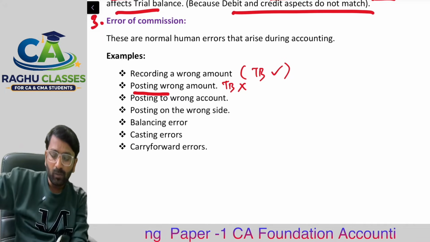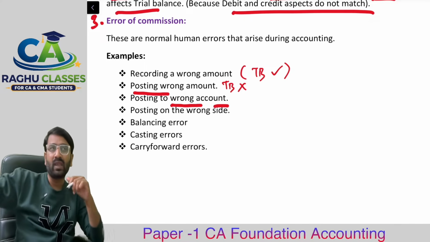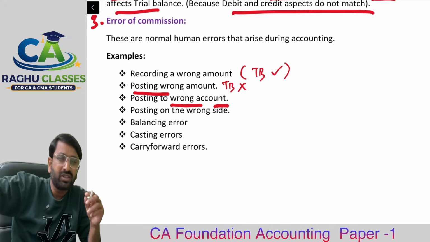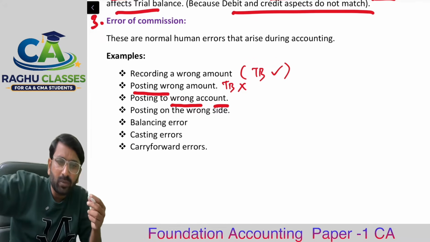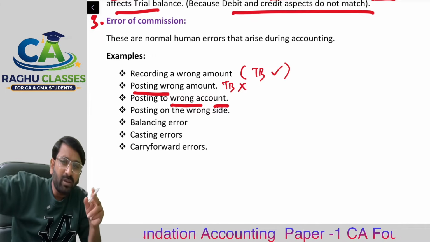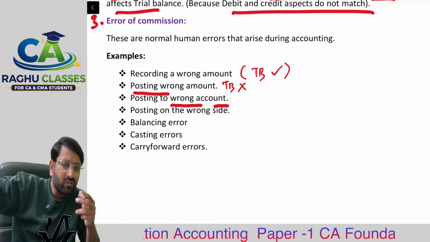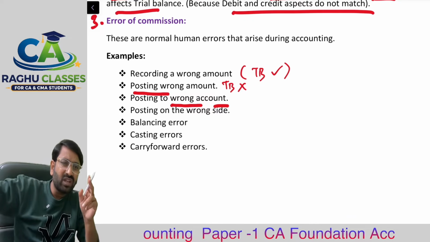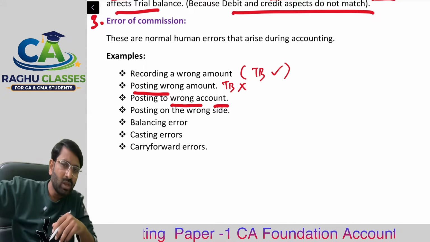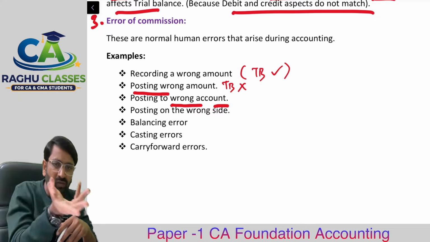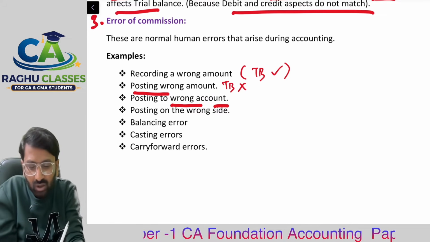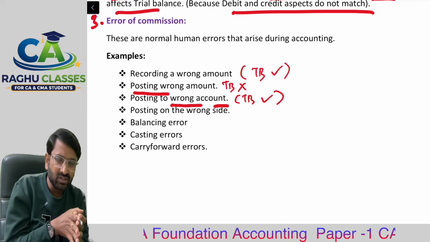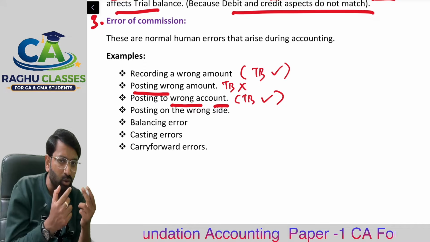Same way, posting to a wrong account. Let's say we made a payment to a person called Mohan. So the entry should have been Mohan account debit to cash. But instead of posting in the Mohan account, let's say I've done the posting in Rohan account. So because of that, can I say there is no impact on trial balance? Because in the place of Mohan, Rohan will come in the TB. So that way, when you post to the wrong account, TB will tally. Which means some commission errors will affect trial balance and some errors may not affect trial balance. That you should be able to understand.